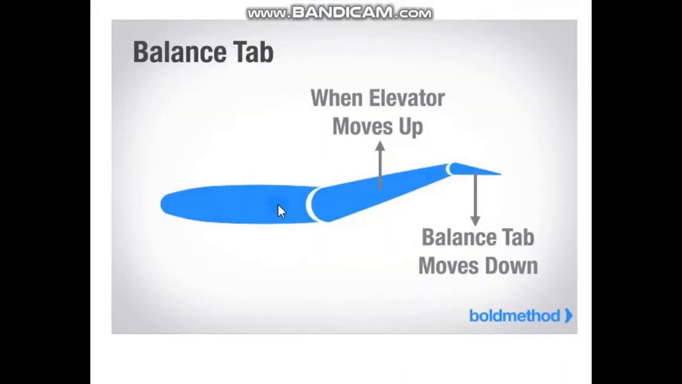This figure illustrates the balance tab, and you can see that the elevator will move up but the tab will go to the down position, and you have to take this into consideration. The balance tab is connected to the structure, not to the flight control.